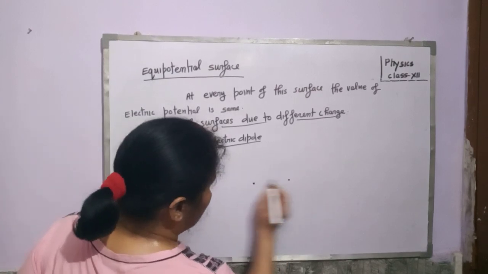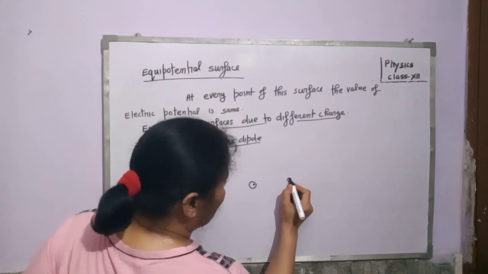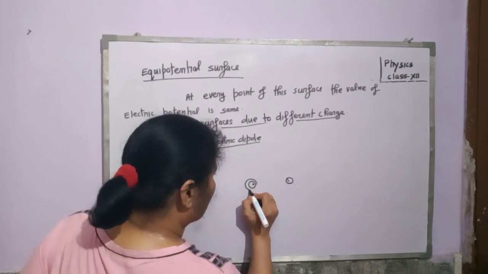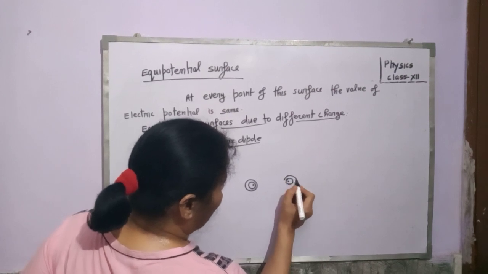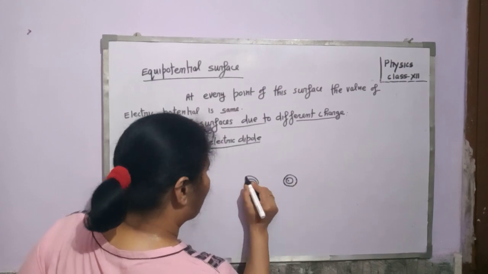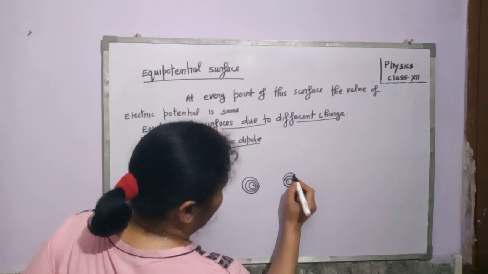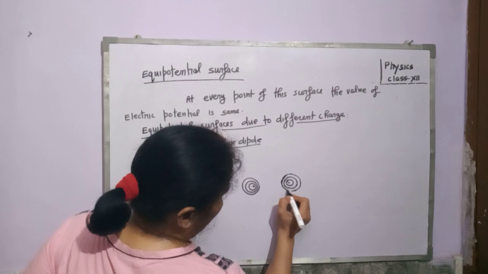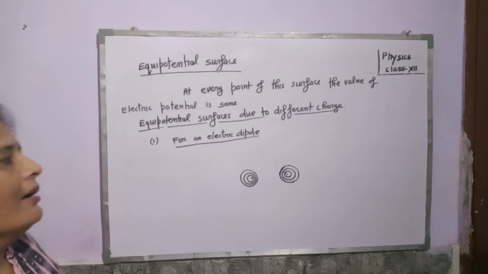This is your first charge, this is your second charge. Here they are close to each other in this manner. Now they are further apart here and close there: on the right hand side close, on the left hand side close, and these are further apart from each other. You can draw three equipotential surfaces. I have drawn three equipotential surfaces here. In this manner you can draw the equipotential surfaces for an electric dipole.